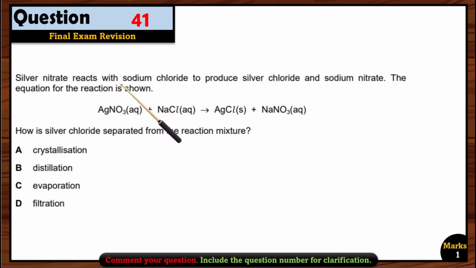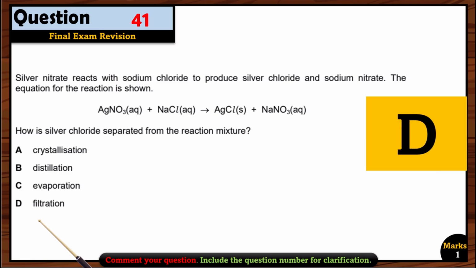Question 41. Silver nitrate reacts with sodium chloride to produce silver chloride and sodium nitrate. The equation for the reaction is shown here. How is silver chloride separated from the reaction mixture? It's obvious. You can see in the reaction, silver chloride is insoluble. So you can just do the filtration. We will just filter it and we will get our product. So filtration is the right answer here. That is D.